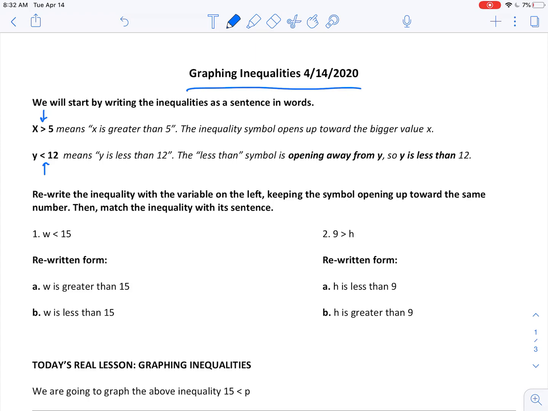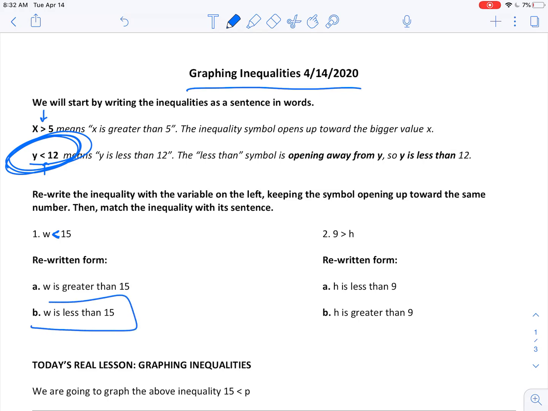And in the second example, that symbol is opening up away from y. So if it's opening away from y, then we'll say that y is less than 12. Okay, so the first thing we should always try to do is get that variable on the left. You can see here both of my variables are on the left side. It's going to make life a little bit easier for us later.